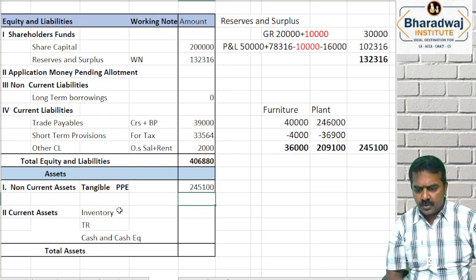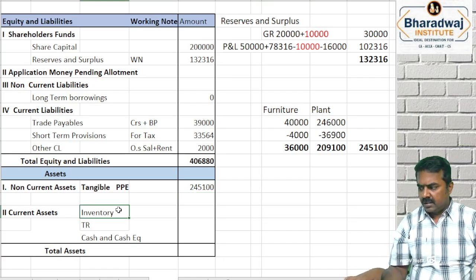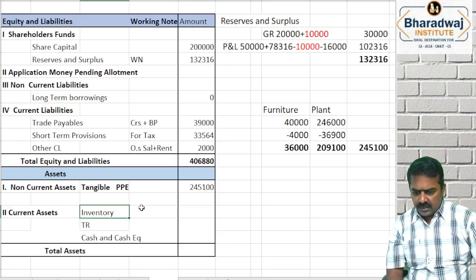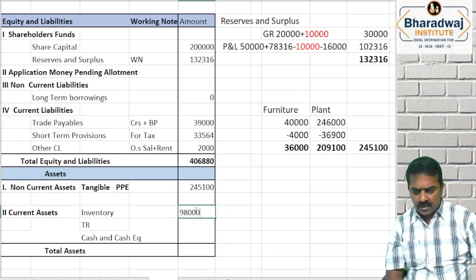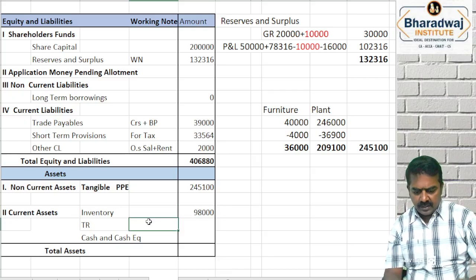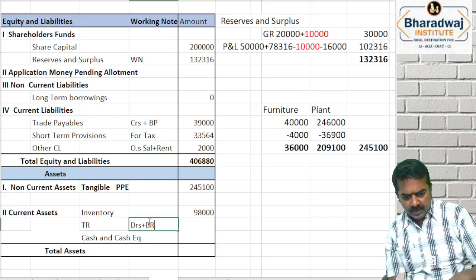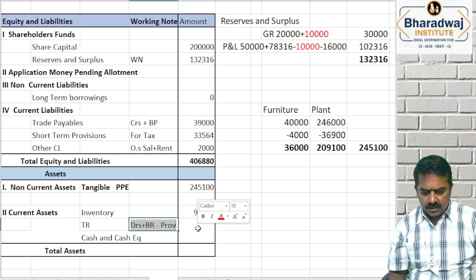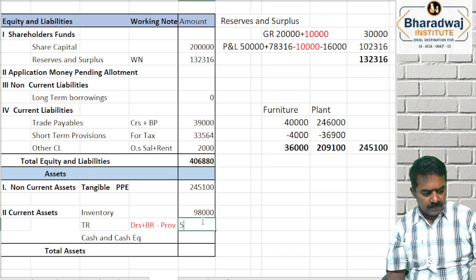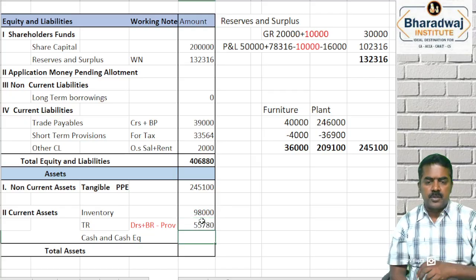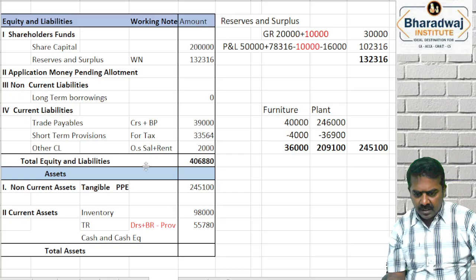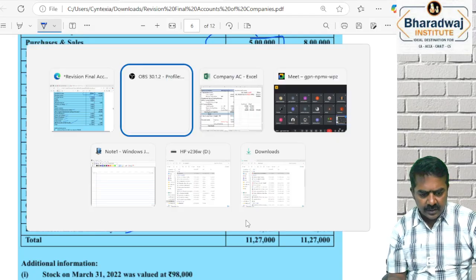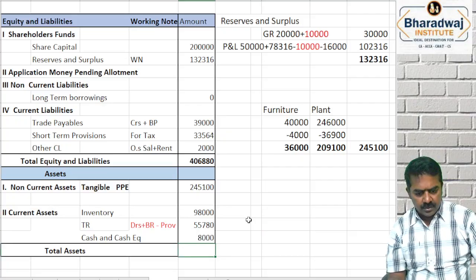Any intangible asset in this question? No, sir. In current assets there is inventory, 98,000. Trade receivable is nothing but what? Debtors plus bills receivable minus the provision for bad debts. 55,780. Bank balance is given. What is the bank balance? 8,000, sir. 8,000 cash at bank. No cash in hand.